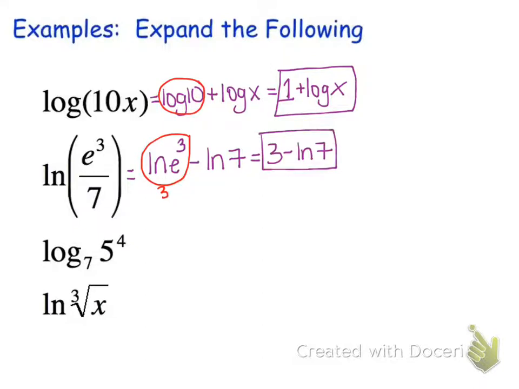Let's take a look at the next one. The log base 7 of 5 to the 4th power. Now in this case, we're just going to go ahead and use that power rule that tells us we can take the exponent of 4 and bring it into the front. So this is going to turn into 4 times the log base 7 of 5. Now the log base 7 of 5 doesn't simplify very easily, so we'll just leave it at that.